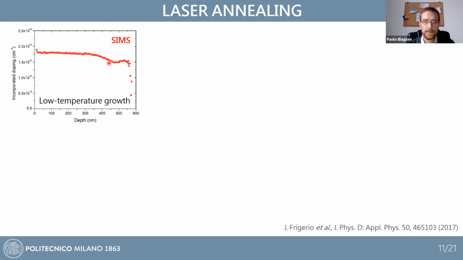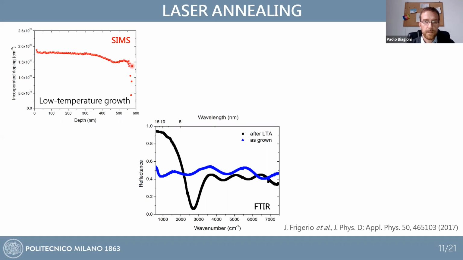This is a profile of the dopant concentration along the thickness of the film. It's a 500 nanometer thick germanium film with an incorporation which is almost 10 to the 20. And then we measure it as grown, which is the blue spectrum, which shows no clear signature of a plasmonic behavior in the mid-infrared. After the laser annealing, which is the black spectrum, you can see a clear plasmonic behavior due to the activation of the dopants.